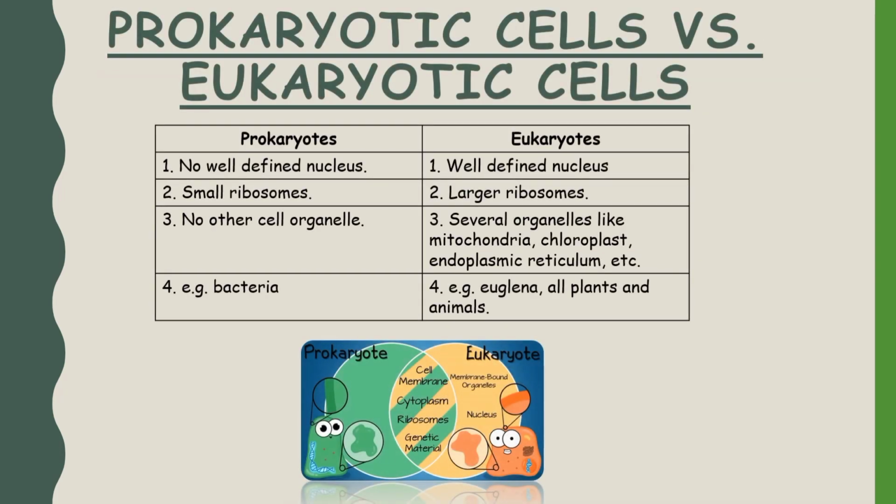Moving forward, let's discuss the prokaryotic and eukaryotic cells. Prokaryotic cells have no well-defined nucleus. They only have ribosomes, cytoplasm, cell membrane, and genetic material in them. Whereas the eukaryotic cells have a well-defined nucleus and have a number of cell organelles, which we have discussed earlier.